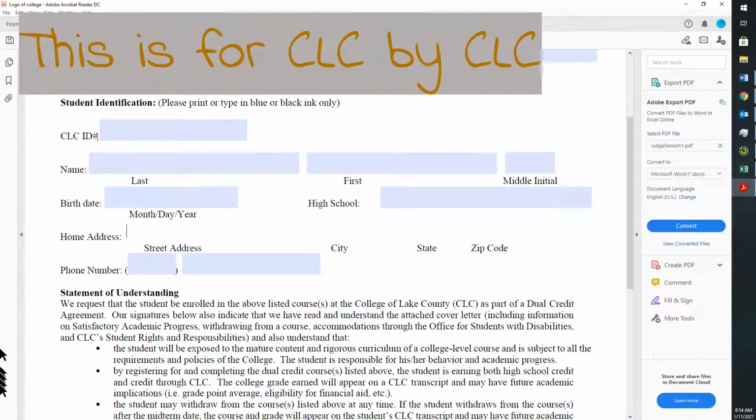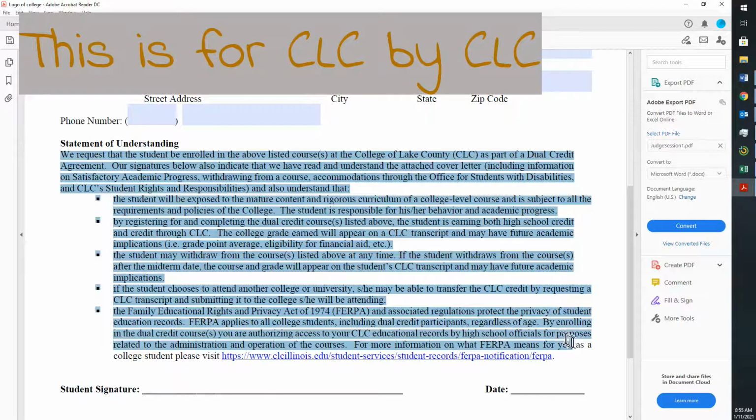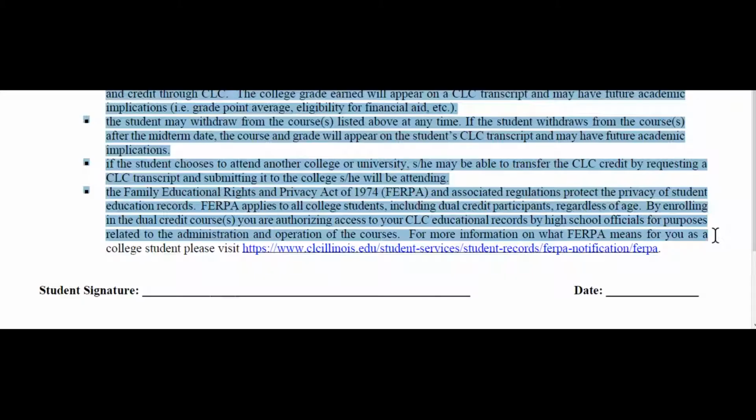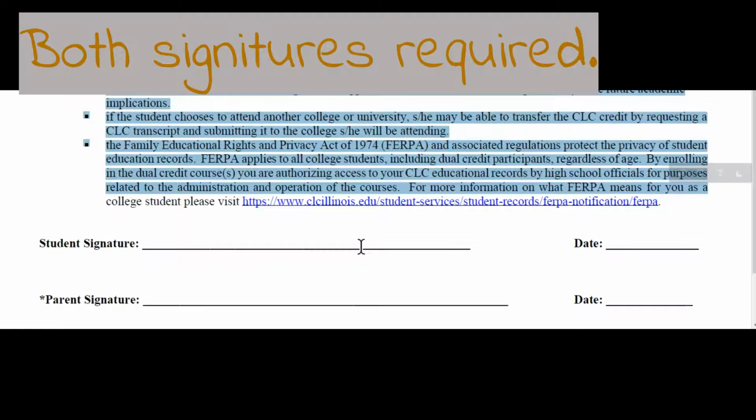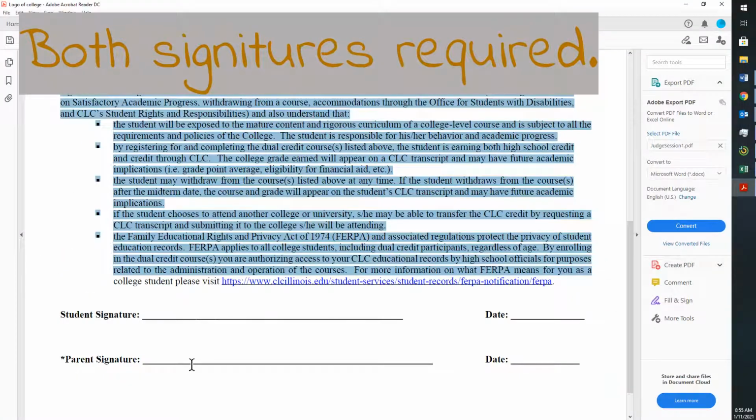This is what they call boilerplate or templated language. It's the same for everybody, and it has to do with CLC. Again, that's different than me. These are the 2 signatures I need, one from the student, one from the parent.